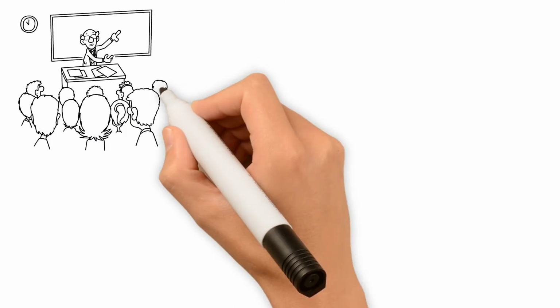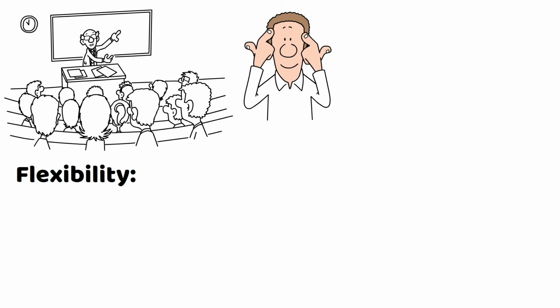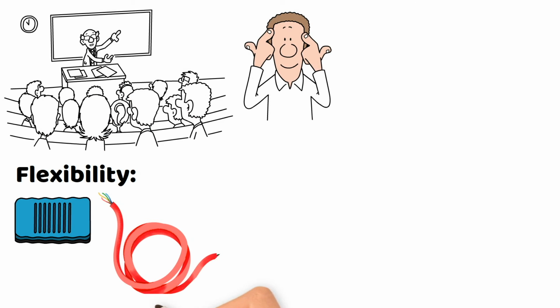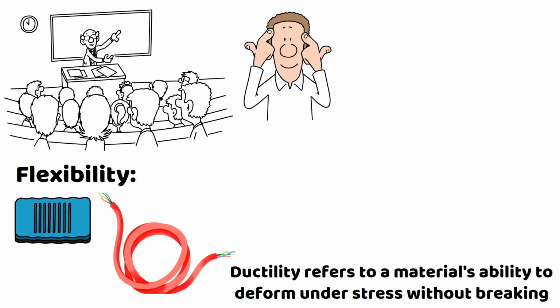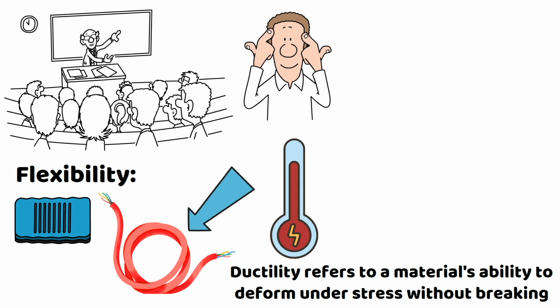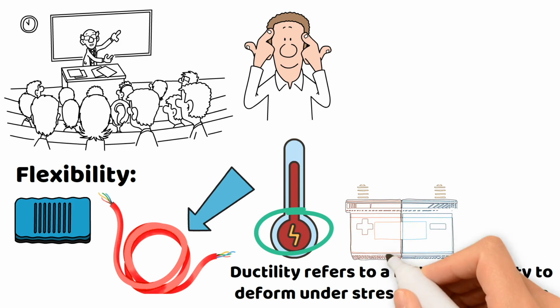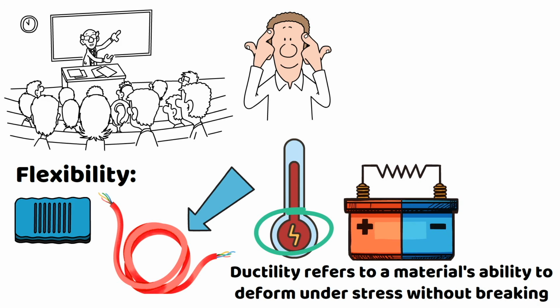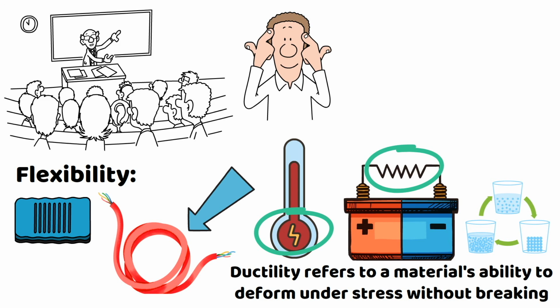To teach these concepts, you'll need to understand key terms. Flexibility, for instance, describes how much a material can bend without breaking. Ductility refers to a material's ability to deform under stress without breaking, like stretching copper wires into thin strands. Thermal conductivity measures how well a material can conduct heat, crucial for materials used near heat sources. Electrical conductivity is the ability of a material to carry an electric current. Melting point, the temperature at which a solid becomes liquid.